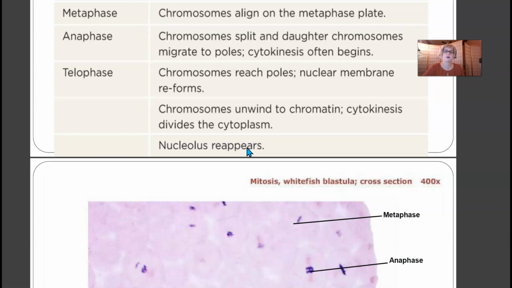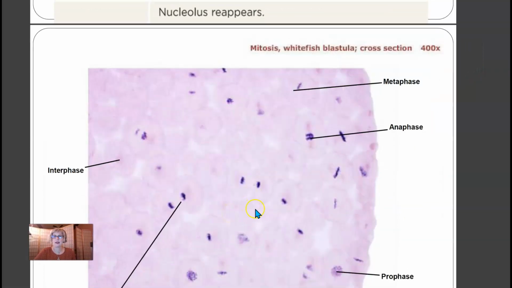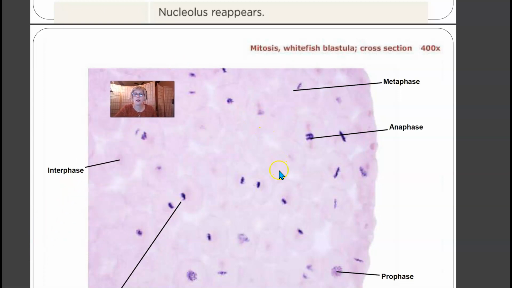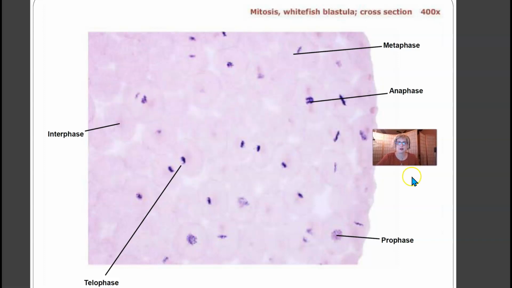Okay, now this next slide is going to show you a whitefish blastula, so developing whitefish, and how you can have different stages of mitosis. So this is a histological slide, so that was prepped and dyed with a cover slip. You can look under the microscope and see the different phases. Okay, so this is anaphase, this is prophase, this is telophase.